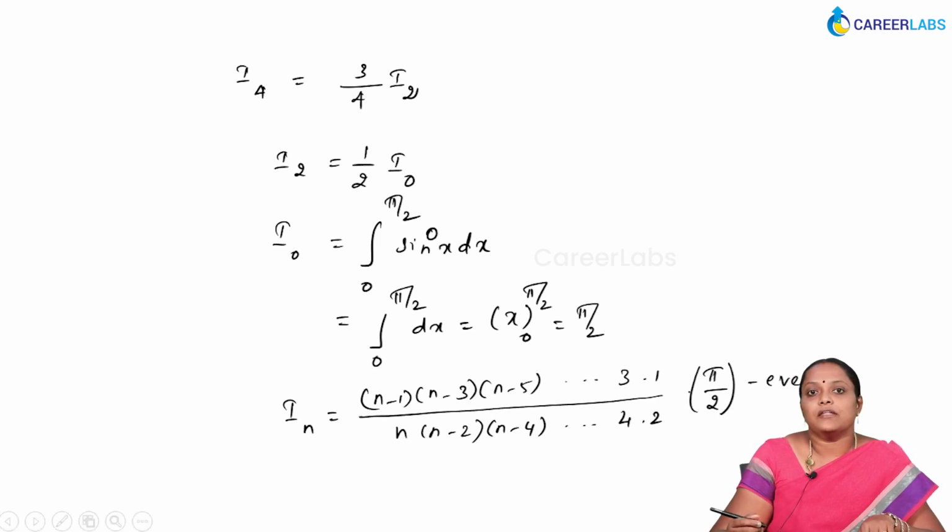The same way you can derive for cos power nx dx over the limit 0 to pi by 2. Okay, so I will stop with this.